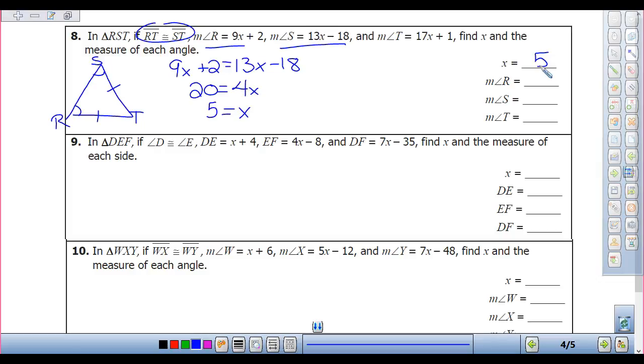Okay, so 9 times 5 plus 2 is 47. 13 times 5 minus 18 is 47. Okay, 17 times 5 plus 1 is 85 plus 1, which is 86. Okay, so you gotta plug them in.